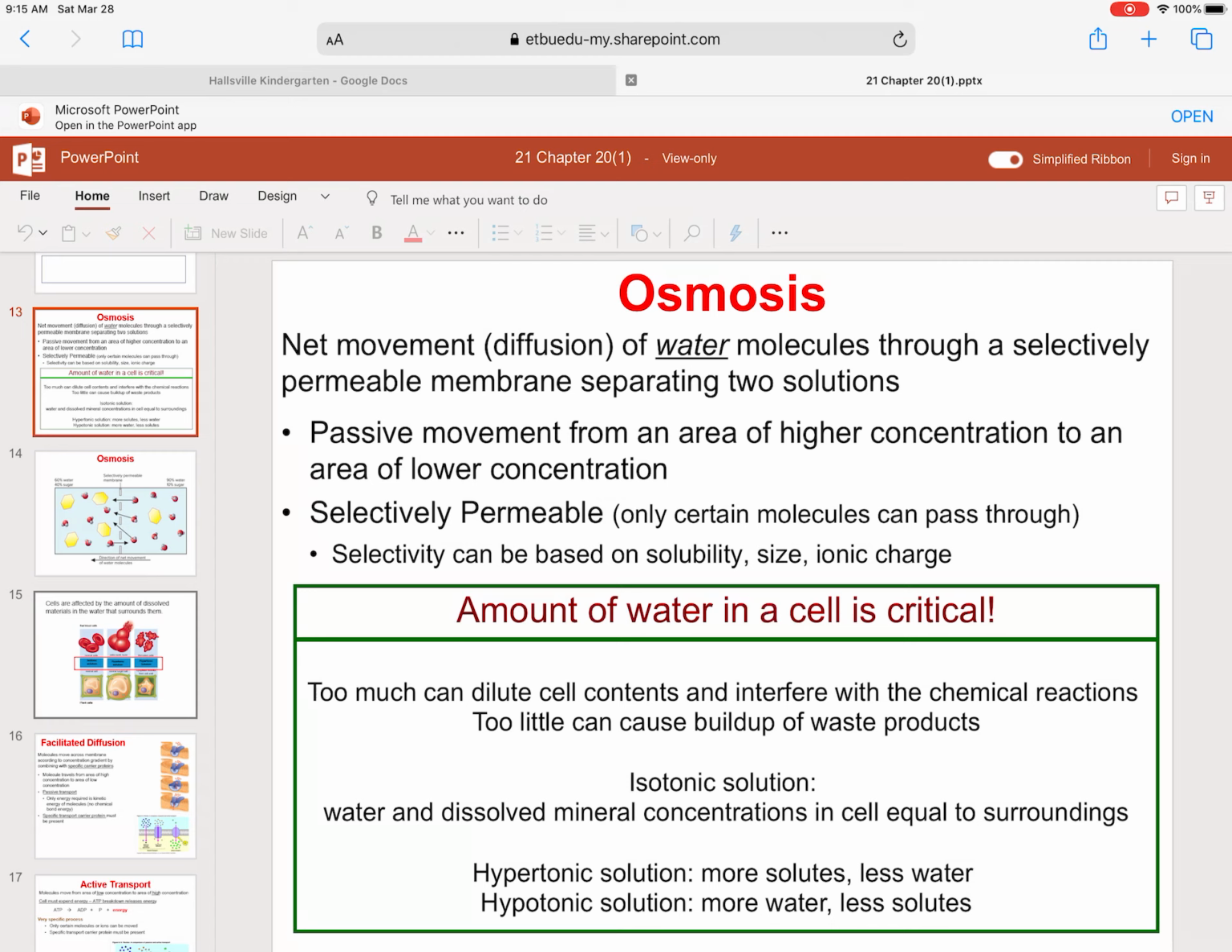Okay, so hyper usually means more. So in this case, we have more solutes. Hypo usually means less. We have less solutes. But the relationship between the solutes and the water are inversely related. If I have too much solute, I don't have enough water. If I have not enough solutes, I have too much water.